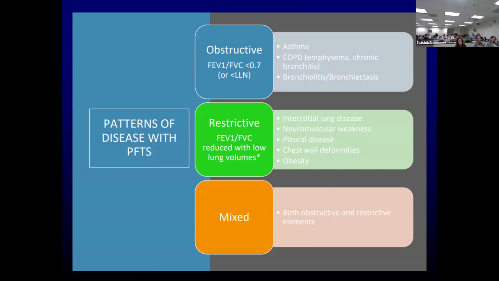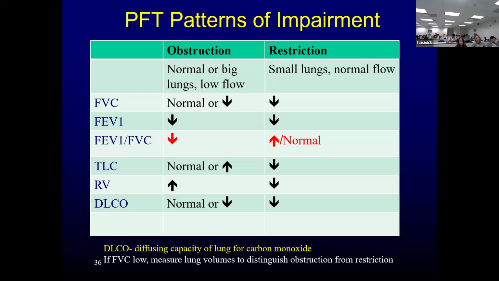Obstructive lung disease, FEV1 by FVC is less than 0.70 or lower limit of normal. Restrictive lung disease, RV is decreased, TLC is decreased, but the ratio is preserved. In mixed defects, both may be present, but I'm not asking you mixed defects. So obstructives are asthma, bronchiectasis, COPD. Restrictive are pulmonary fibrosis and the chest wall disorders. And if you've been sleeping, wake up now in obstructive and restrictive. You have to go through all this to go through this.